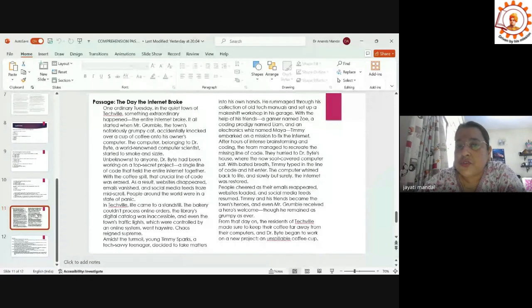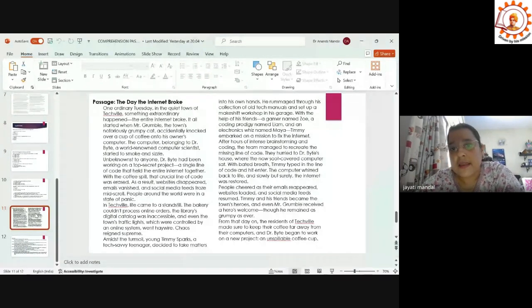He rummaged through his collection of old tech manuals and set up a makeshift workshop in his garage. A garage is an important place where we store the things we don't need, but at one time or another we can always go through it and find some important things.